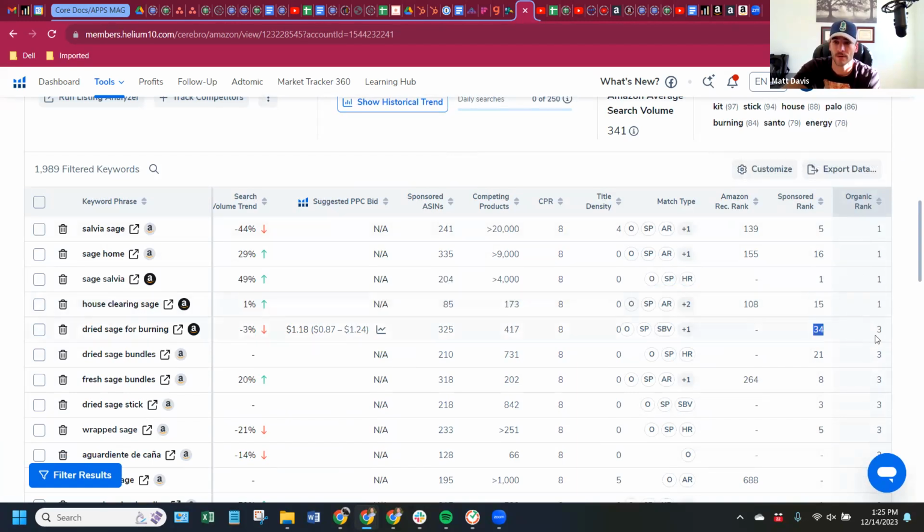example, right? We are third organically for dried sage for burning, but we're 34th in sponsored. Right. So that tells me there that we already convert. I know we wouldn't be third organically if we didn't convert at a reasonable clip for that specific keyword, right? If we're 34th here, that's probably just a lack of targeting, right? It probably just means that we haven't isolated or focused on that specific long tail keyword enough yet. And there's probably sales to be had here, right? We can probably count on a pretty high conversion rate.